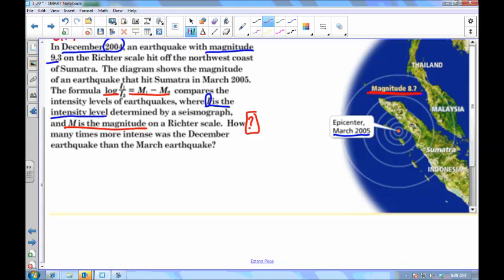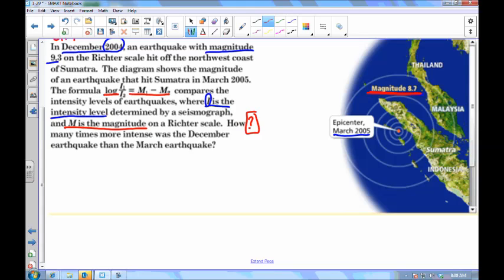It is log of capital I1 over capital I2, the ratio of the intensities, equals M1 minus M2. Make sure you have that formula written down. So, we'll use the formula to figure out how many times more intense was the December earthquake than the March earthquake. You can tell it was more intense because in 2004 the magnitude was 9.3 versus a few months later in March, the magnitude was 8.7. So it was slightly smaller, but still, that's a pretty powerful earthquake.